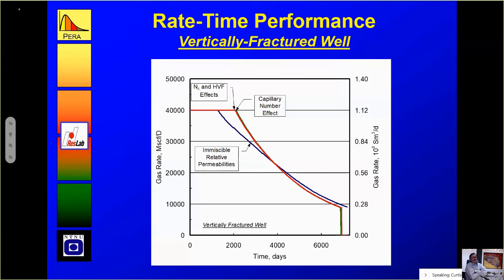So by having a vertically fractured well, you linearize the pressure drop outwards away from the wellbore. So you have much less of the pressure drop in the first 10 feet than in an unstimulated well.